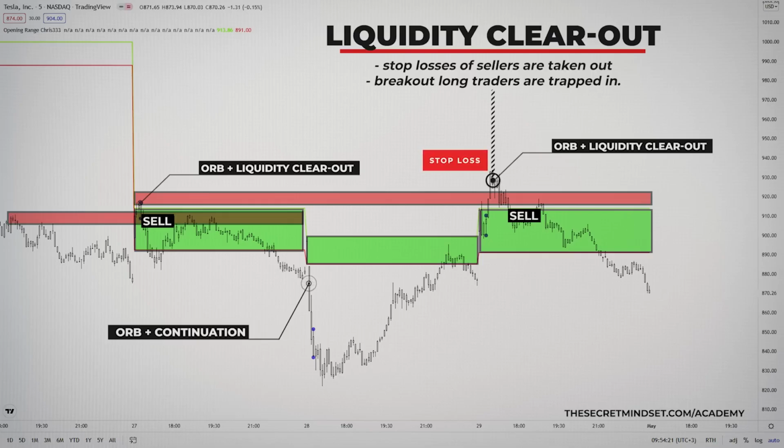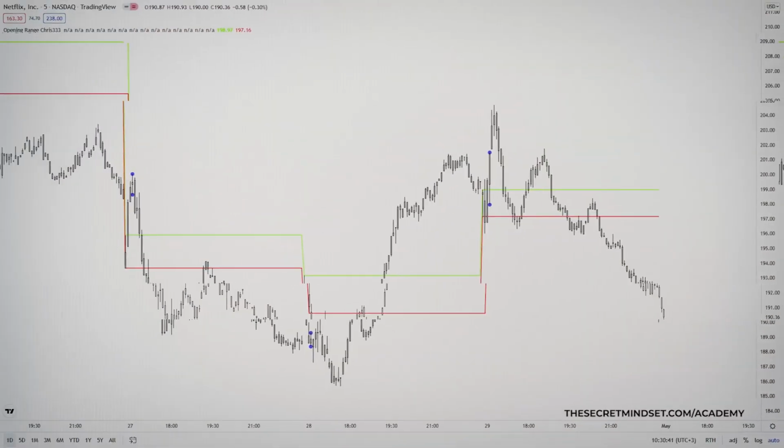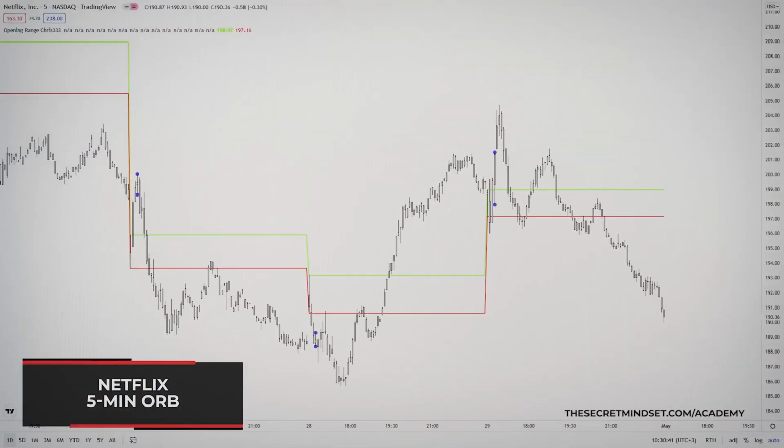Again, depending where you enter, you must have a positive risk-to-reward ratio. The stop loss goes above this high, but if the distance is too big and you don't get a proper reward for the risk being taken, you need to adjust the stop loss. We trade Netflix on the 5-minute time frame.